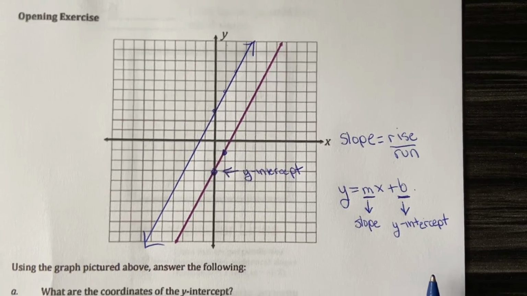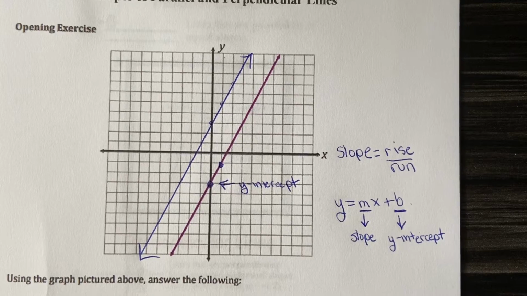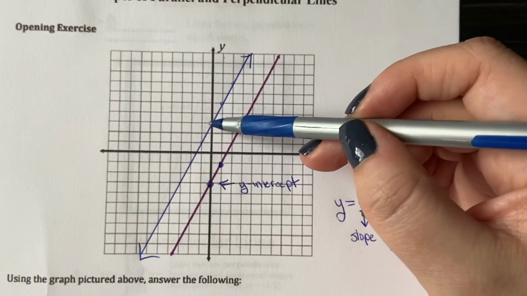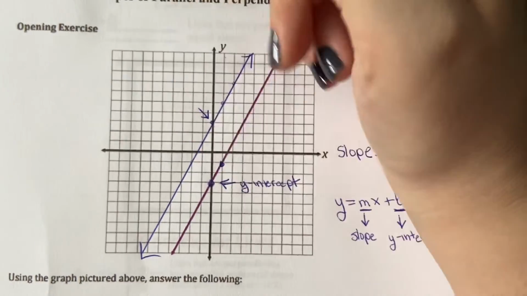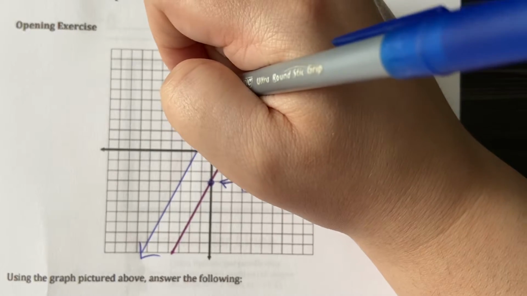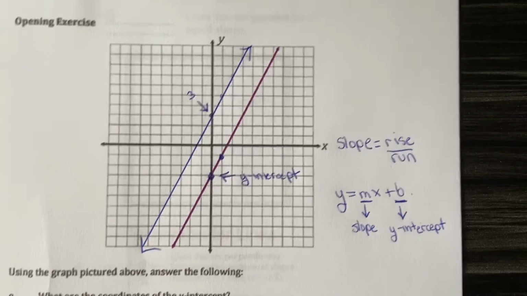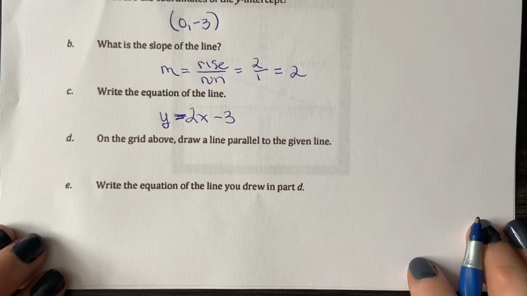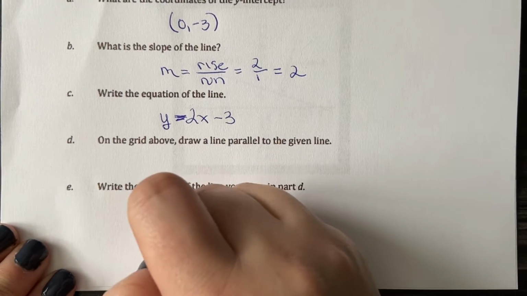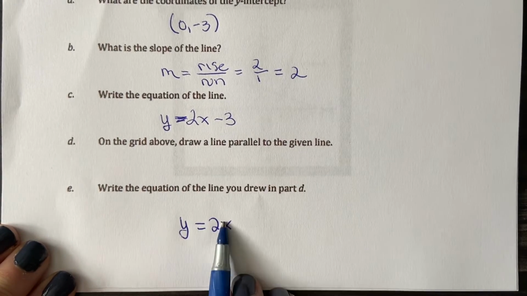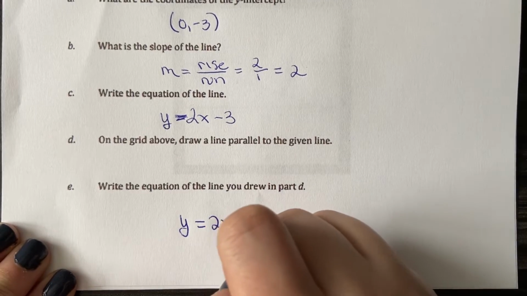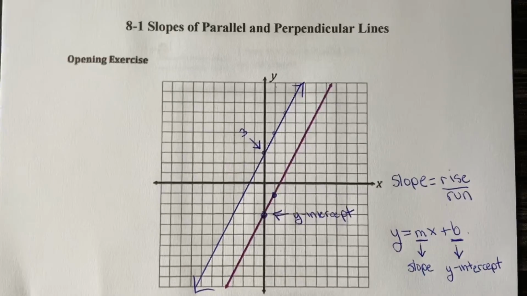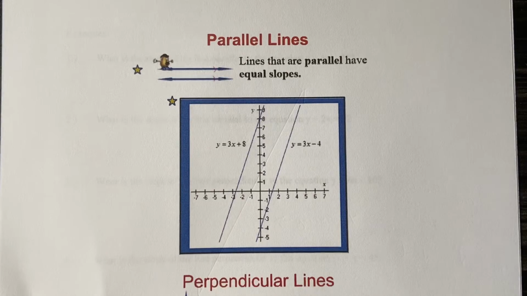Part E at the bottom says to write the equation of that line. I obviously just picked a random line, but if I pick this as my new line, my new y-intercept is right here at +3, and my slope didn't change. So if I wanted to write an equation of that line that I just drew, I'm going to say y equals 2x, because my slope is still 2, but now I'm going to say +3. If you notice, when lines are parallel, they end up having the same slope. If you turn the page, we're going to take a look at that next.